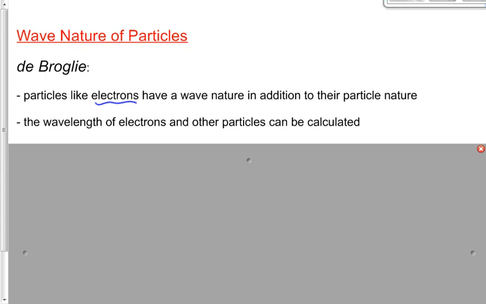Now, even though de Broglie didn't have any evidence to support his hypothesis that particles like electrons have a wave nature, he derived an equation for the wavelength of an electron, the wavelength of a proton, the wavelength of a baseball.